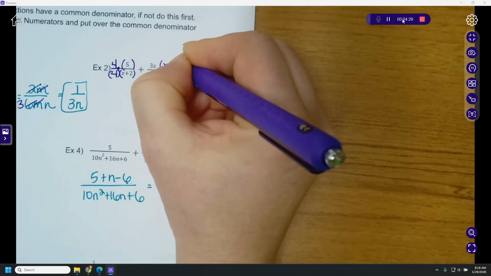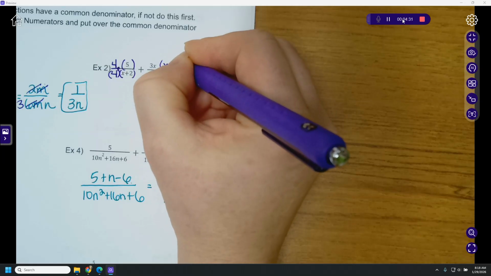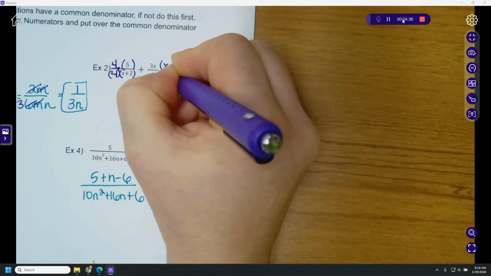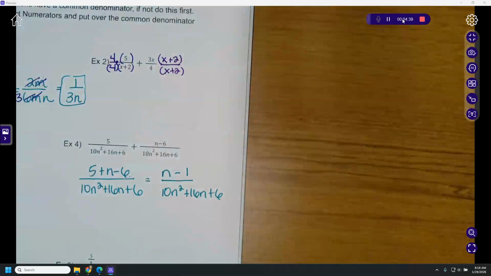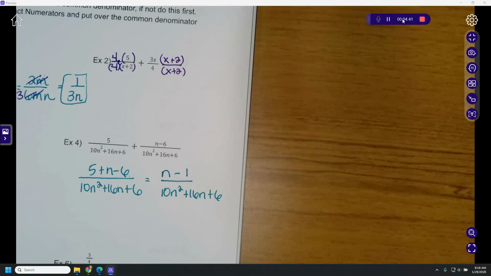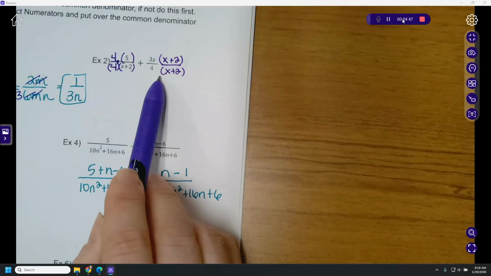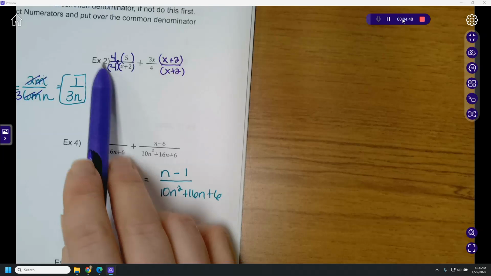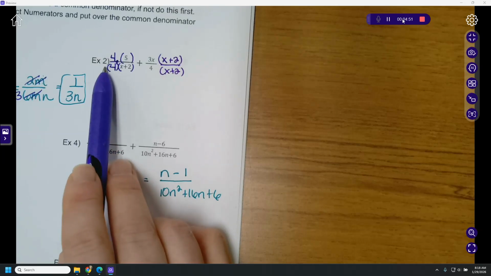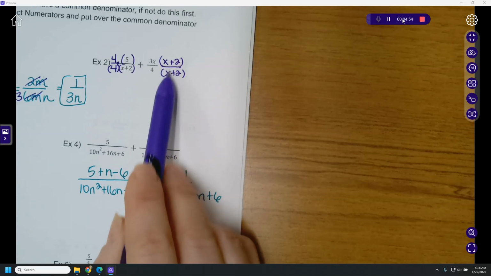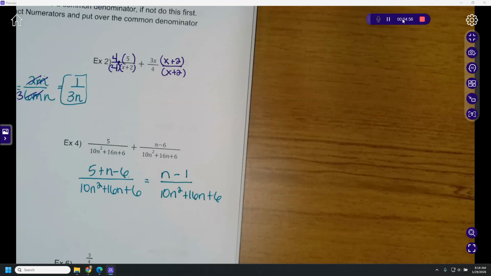No, it's not times 2. Why are you saying 2 times 2? I'm trying to find a common denominator. Because this already has an x plus 2 and this has a 4, I'm going to multiply this one top and bottom by 4. This one already has a 4 but doesn't have an x plus 2, so I'm going to do top and bottom by x plus 2.